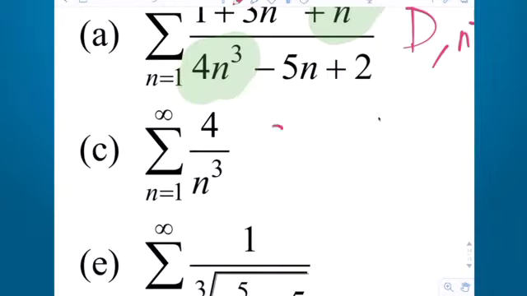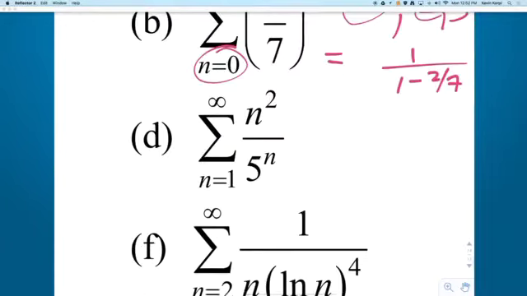This one converges by the P series. The 4 is not going to be a problem because you can really pull the 4 out front. So if you do that, you're left with 1 over n cubed. It's a P series that converges because P is 3, which is greater than 1.